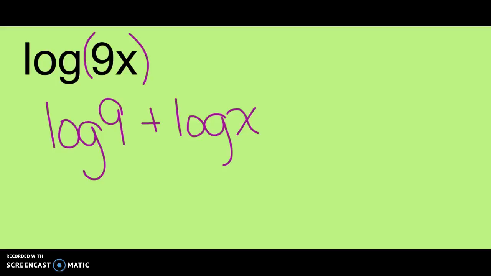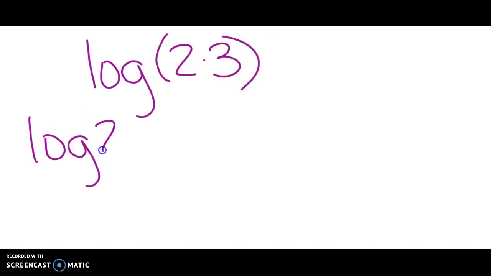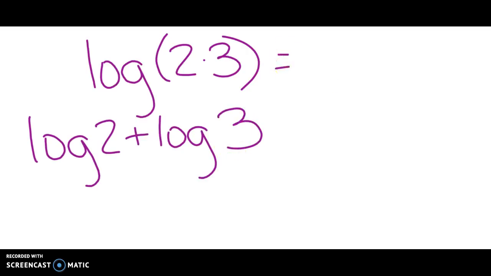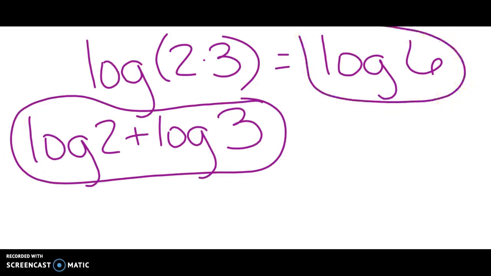And if you don't believe me, let's try it with real numbers. So let's say you had the log of 2 times 3. Well, that is the same as the log of 2 plus the log of 3. If you put that in your calculator, you'll get a number out. That's really the same as the log of 6. All right, so you can go and check to see, does this add up to the same thing as the log of 6? It does.